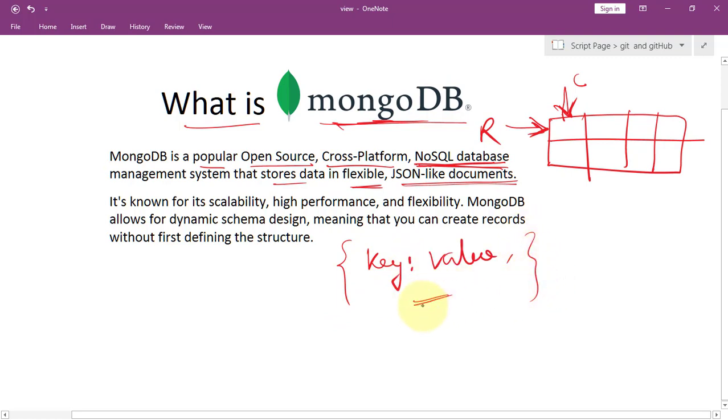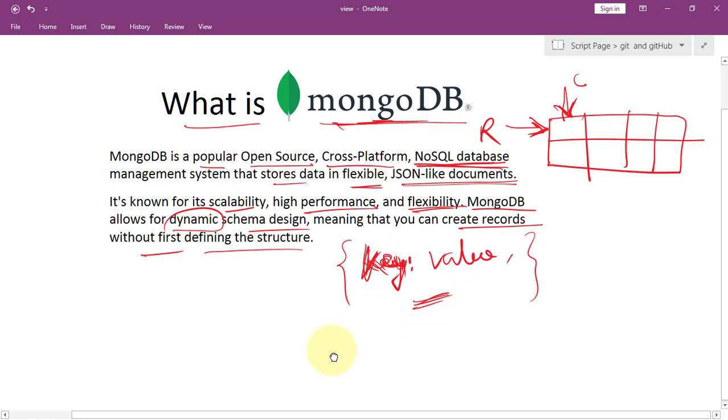Because of this, it is highly scalable and its performance is very high, and also it is very flexible. That means here we can define our own schema, we can define our own key values, which makes it very flexible. So MongoDB allows us to dynamically define the schema. That means we can create a record without defining the structure first. So here we are free to use any kind of structure by using this key value pair.